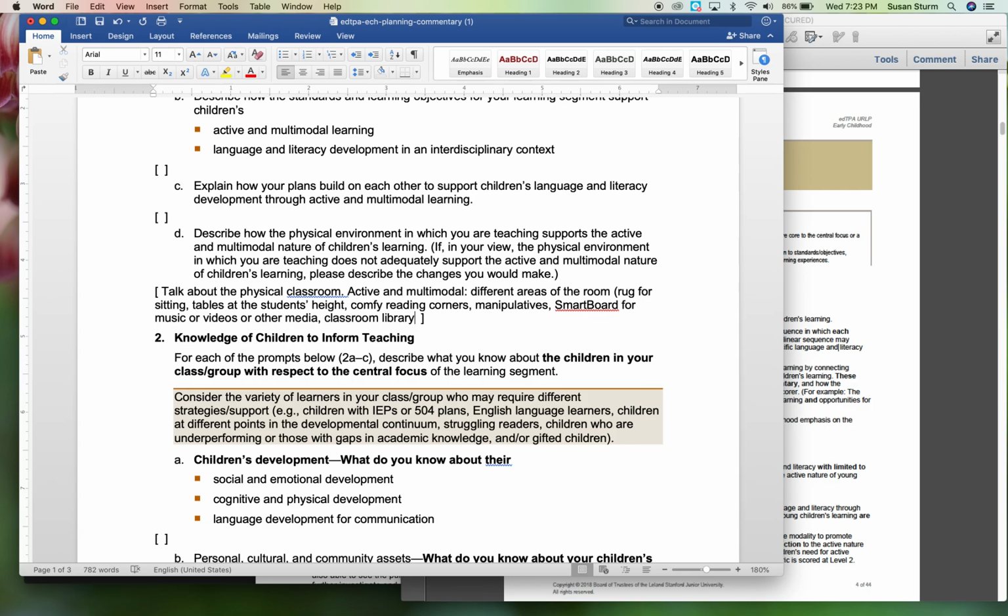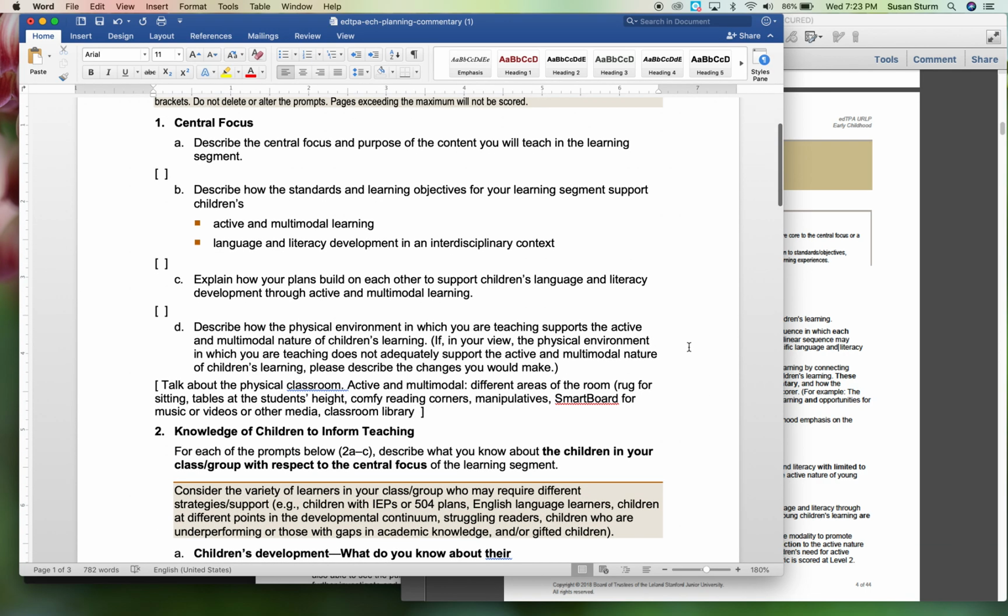And then you also list what supports the active multimodal nature of children's learning. If there's any changes that you would make, you list them here if you're in a space that doesn't have those things going on. So anything that helps the children to be active and multimodal.